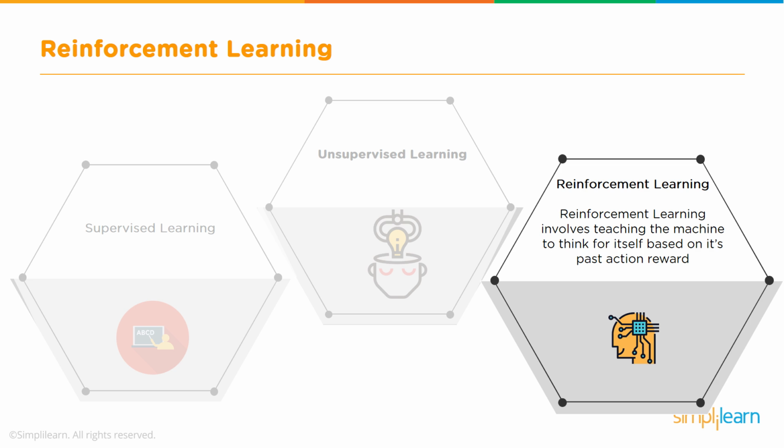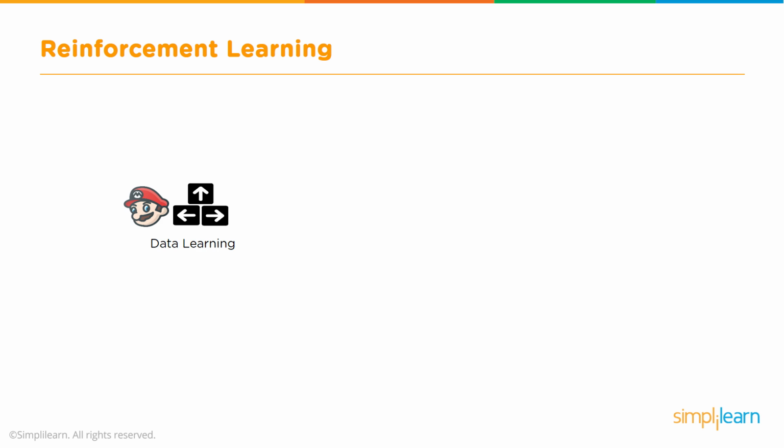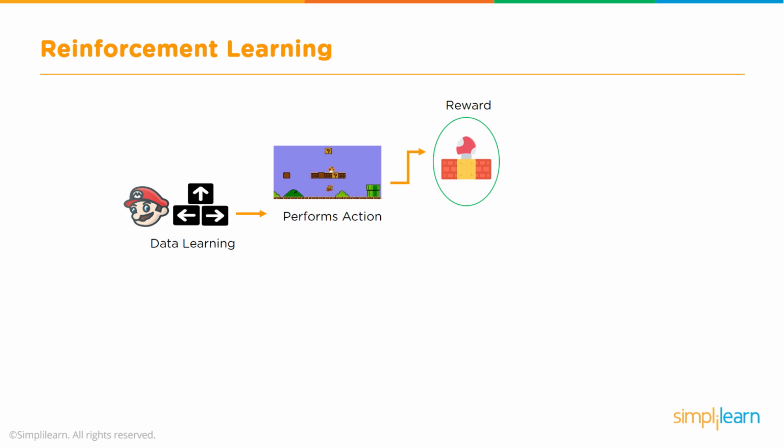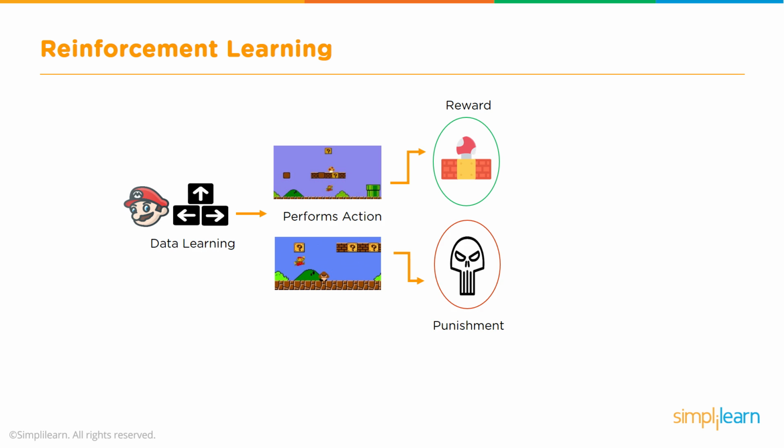Reinforcement learning involves teaching the machine to think for itself based on its past action reward. So here's kind of a fun example. We have Mario Brothers, who can move left, right, or up and down. And as you go through the game, it performs an action. And in that action, maybe it gets the reward of the mushroom because it went up and jumped and landed on the mushroom. Or it performed an action where it landed on the villain, and in this case you lose a life, your punishment. So this is reinforcement learning.